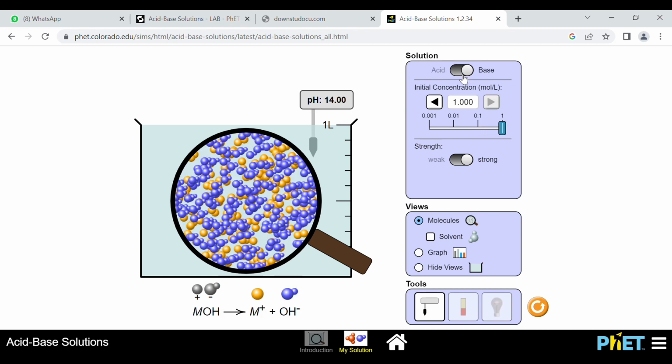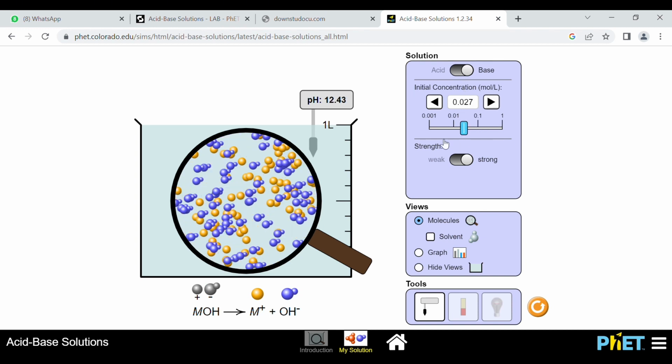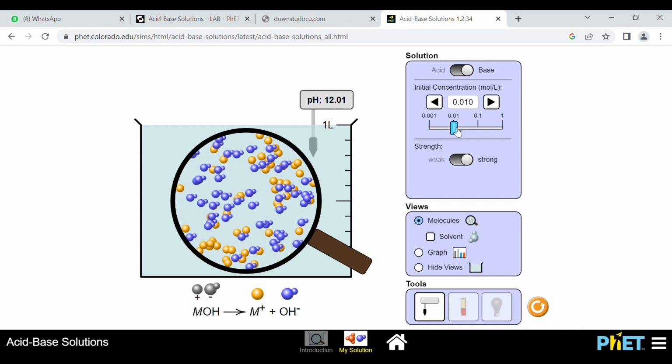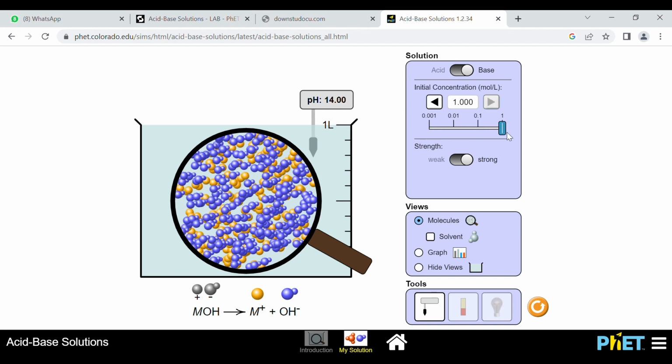Next, I change the solution to base, and the strength is strong. So I repeat the first procedure, where I change the initial concentration from 0.001 to 0.01, and then to 0.1, and then 1. As you can see, the pH meter is changing as I increase the concentration of the solution. So the higher the concentration, the higher the pH will be, which means the more alkaline the solution will be.